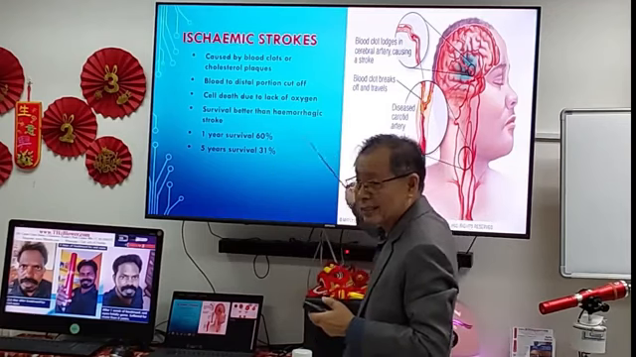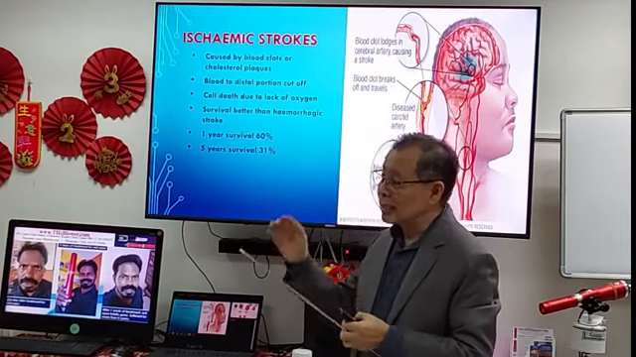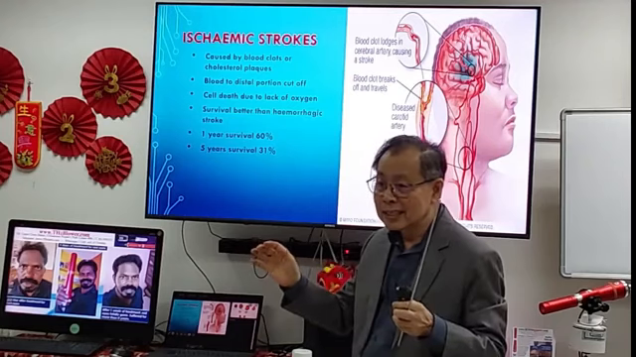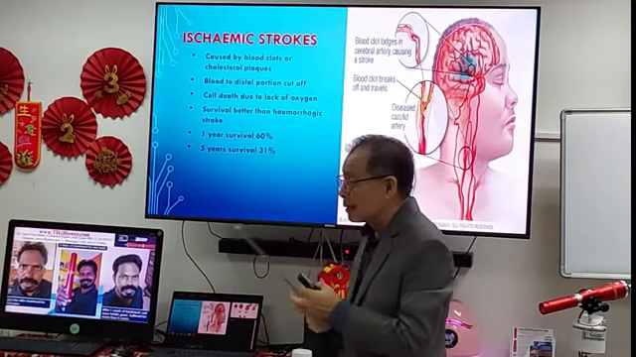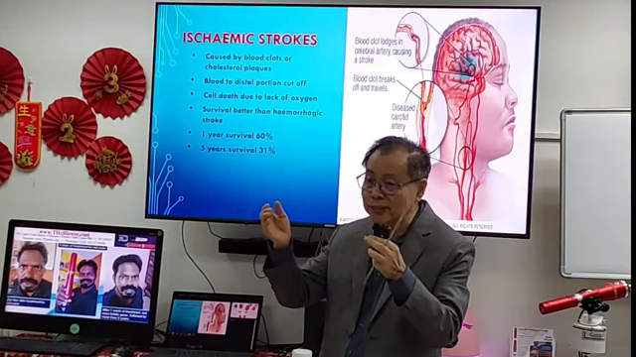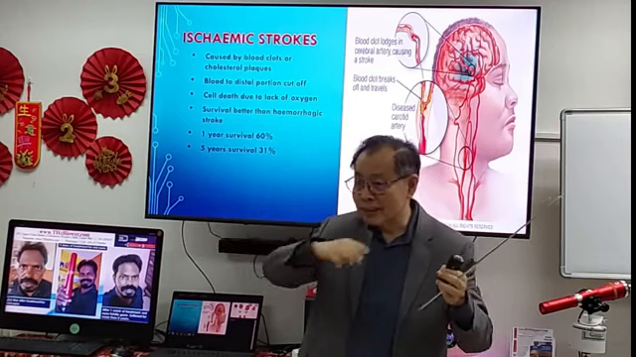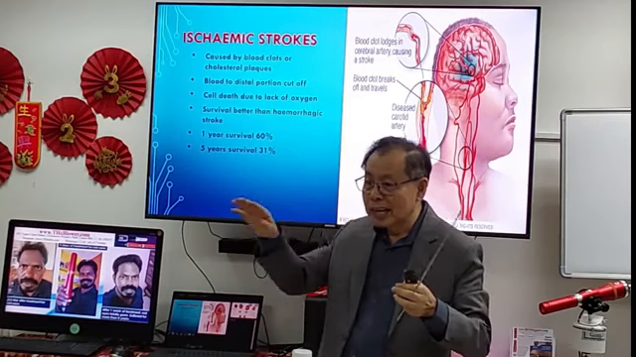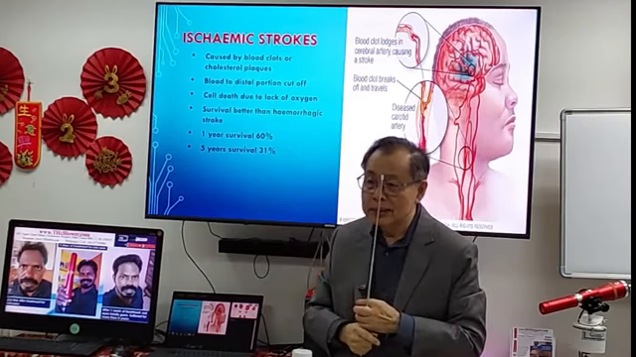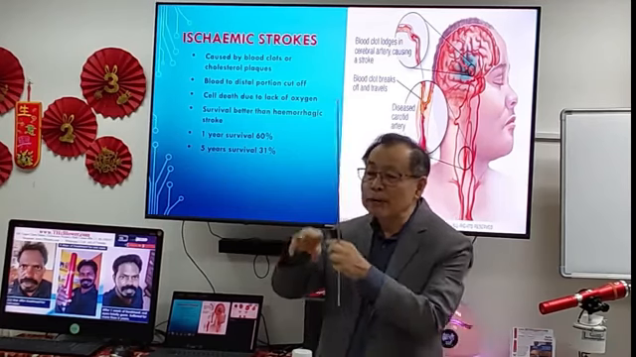Whether it's major or minor depends on how big it is. Hemorrhagic means that the artery wall bursts and blood flows into the surrounding tissue. So people have what? A mild stroke. Whether it is mild depends on how big it is.